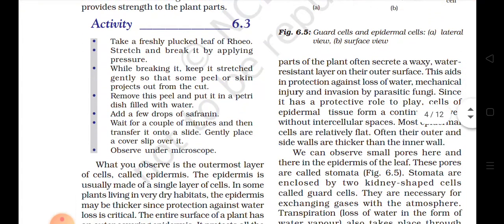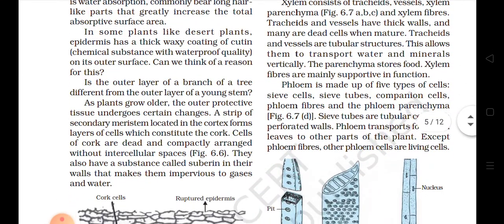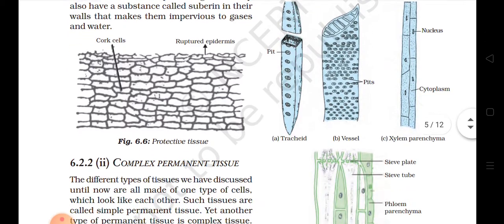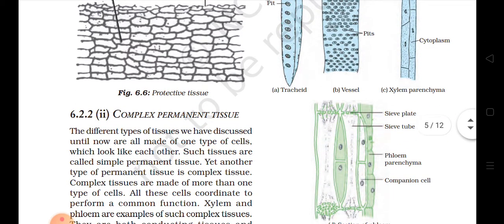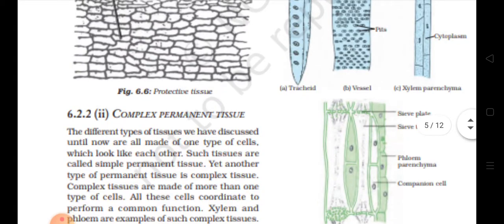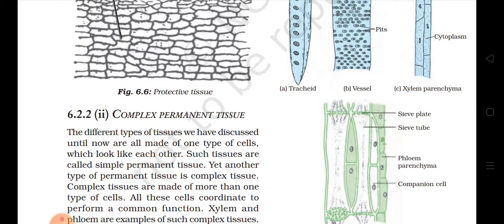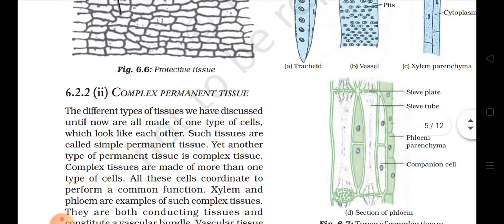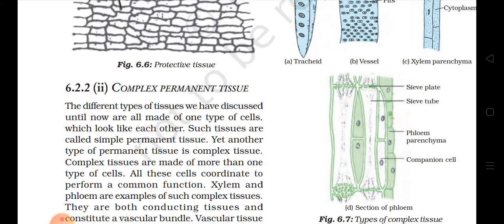Now we are going to see the complex permanent tissues. Complex permanent tissues are the tissues which are made up of two or more than two types of cells. Now we have two types of complex permanent tissue. One is the xylem, another one is the phloem. Xylem and phloem are the two different complex permanent tissues.